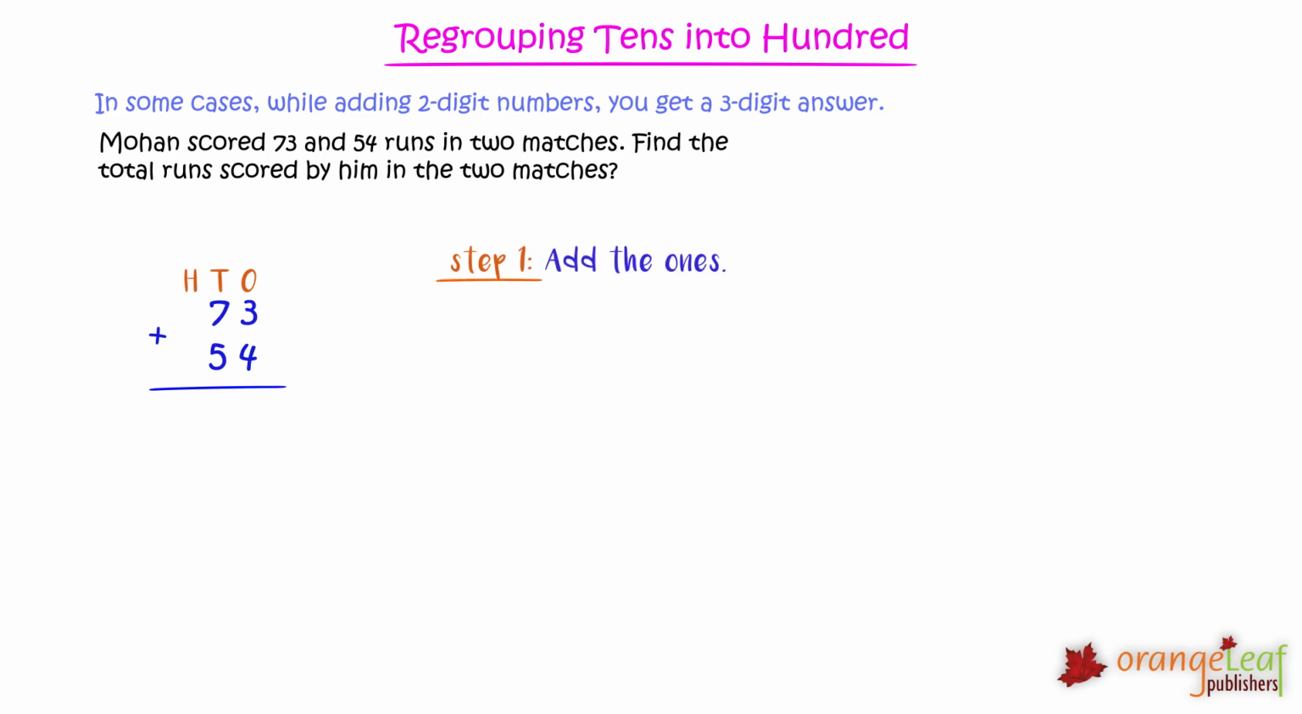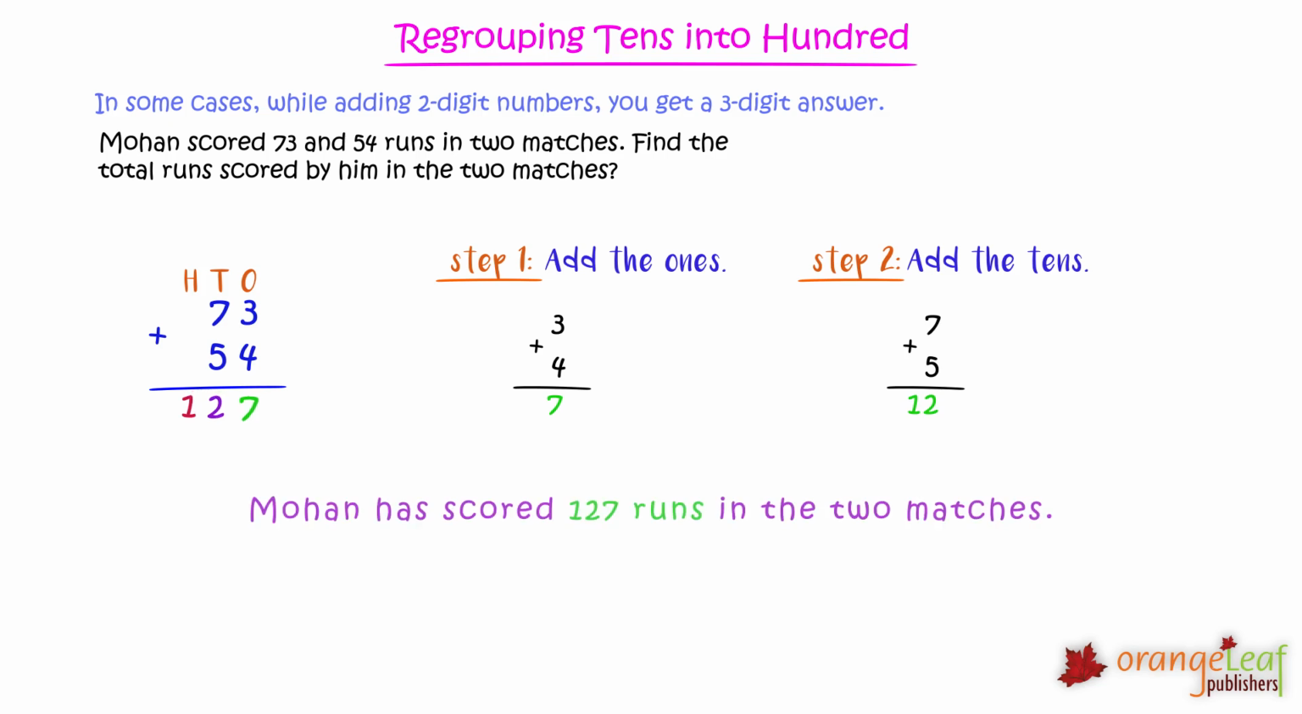Step 1. Add the ones. 3 plus 4. Write 7 in the ones place of the answer. Step 2. Add the tens. 7 and 5 is equal to 12 tens. Regroup the tens to 100. Write the 2 under the tens place and 1 under the hundreds place. The answer: 127. Mohan has scored 127 runs in the 2 matches, where 1 is in the hundreds place, 2 is in the tens place, and 7 is in the ones place.